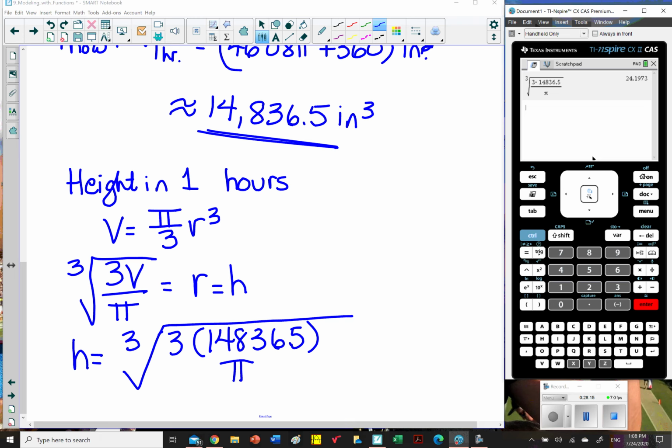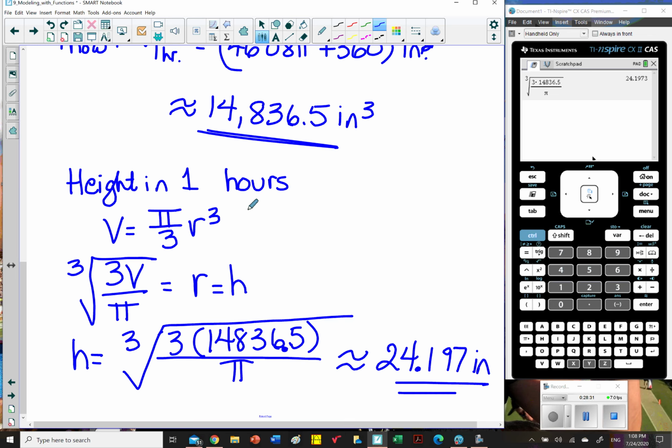Whoop, the divided by, let's go put this in here. 36.5 divided by pi. The height is about 24.197 inches tall. The radius is the height. So I just took my radius formula, but I knew radius was height. So the height is this total volume times 3 divided by pi. So about 24.2 inches tall. Whew, that was a hard question.